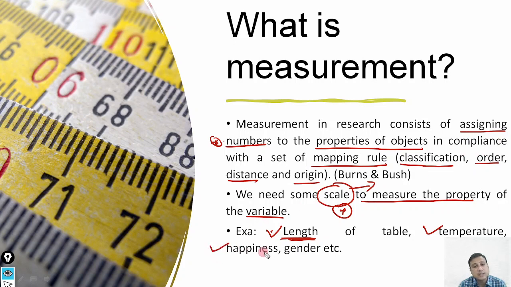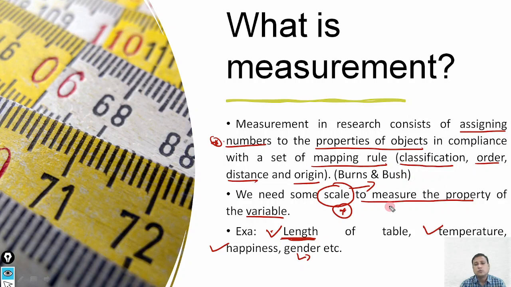How are we going to measure happiness? For that, again, we are going to use some kind of Likert scale. We will give 5 numbers, 1, 2, 3, 4, 5, and then ask our respondent to give their opinion on how happy or not happy they are. And for gender, we have a predetermined classification, and we ask our respondent to opt for any one.